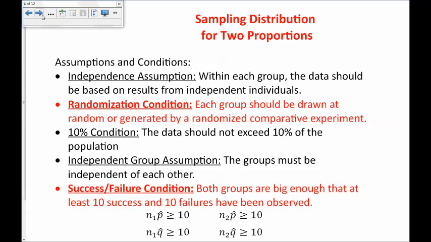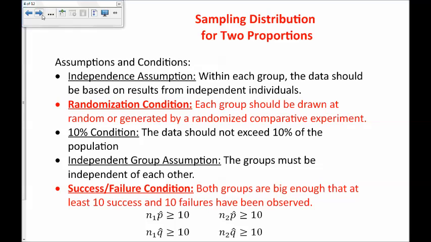The 10% condition says you should not exceed 10% of the population if you are drawing without replacement, which is how we usually draw samples. The independent group assumption is a new one. The two groups must be independent of each other. That's where the Pythagorean theorem of statistics comes in. And finally, the success-failure condition, where both groups are big enough that at least 10 successes and 10 failures have been observed.